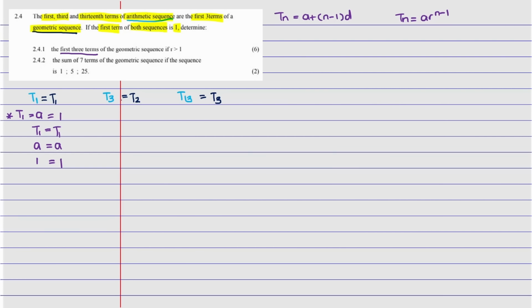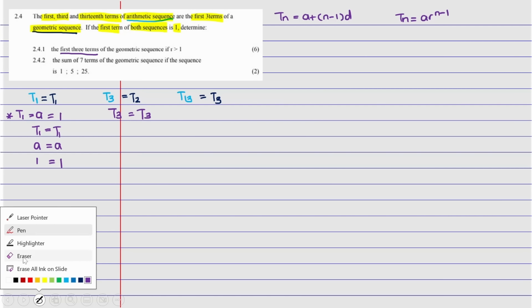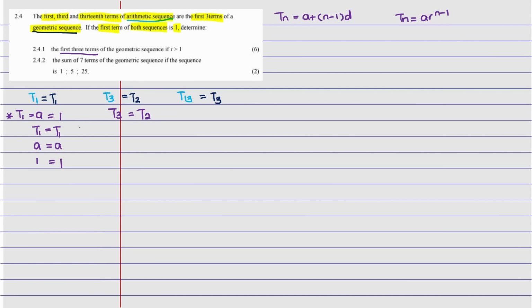So here, the light blue, we're going to use the arithmetic, and the dark blue, we're going to use the geometric, right? So this one, T3, let me rewrite it, equals T2. Remember that this is T3, and this is T2. Let me just erase this. This is T2, not T3, right? This is the same as this side. We're going to use the arithmetic, which is going to be a plus n minus 1 d, and the geometric, which is going to be the same as a r to the n minus 1.